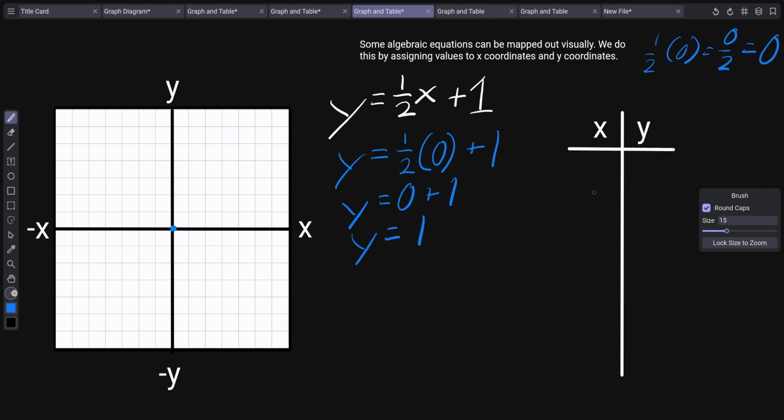So for our graph here, I'm going to put 0 down for x and a 1 down for y. And then we just go up on the y once because x is 0. We don't move on it. And this point is going to be 0, 1.